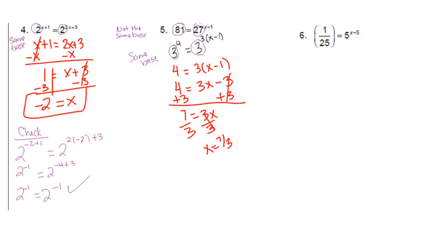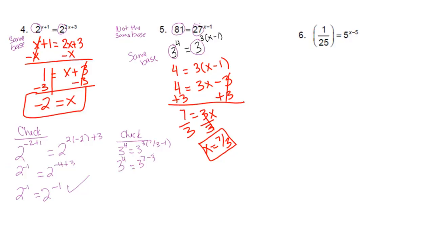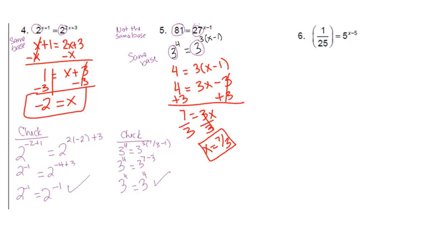We need to check our work, and we have 3 to the 4th, which was the original 81, is equal to 3 raised to the 3rd power times (7/3 minus 1). Now, as we distribute on the right side, 3 times 7/3 becomes 7, and 3 times a -1 becomes a -3. So what is 7 minus 3? It becomes 4. So then that checks off as 3 to the 4th power.